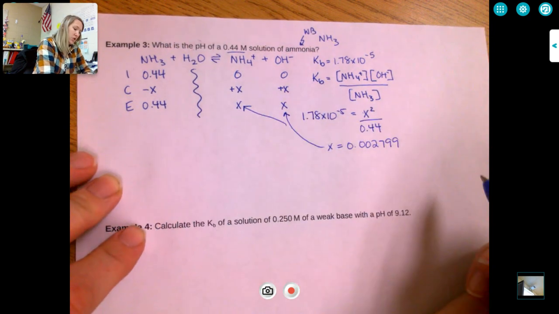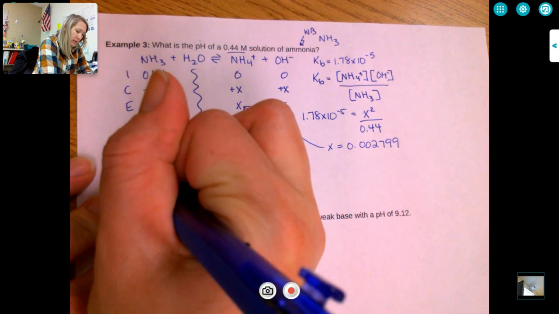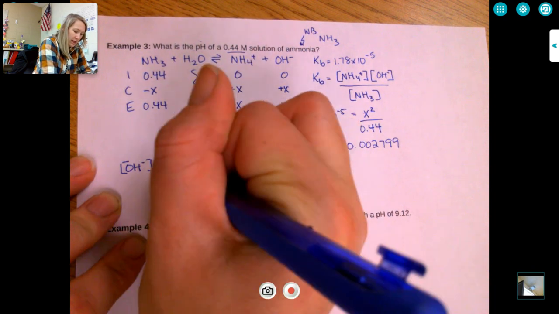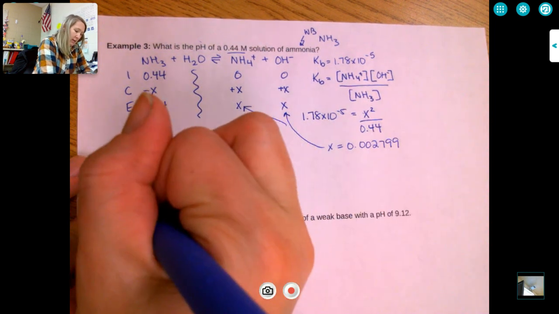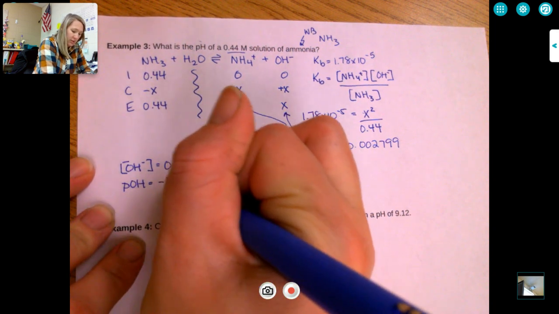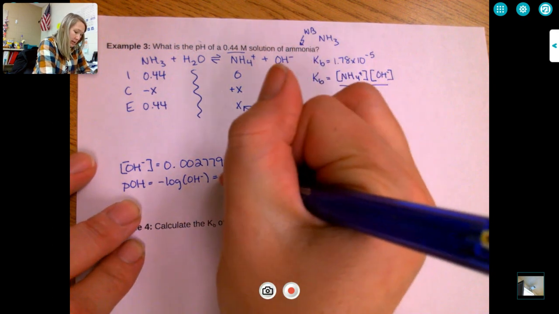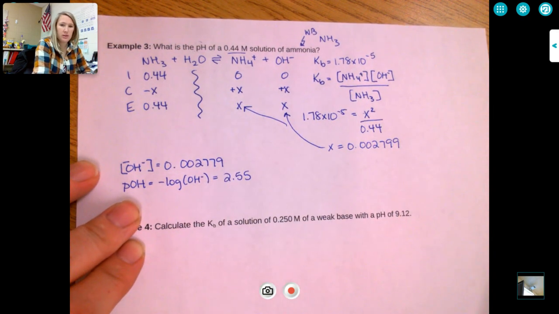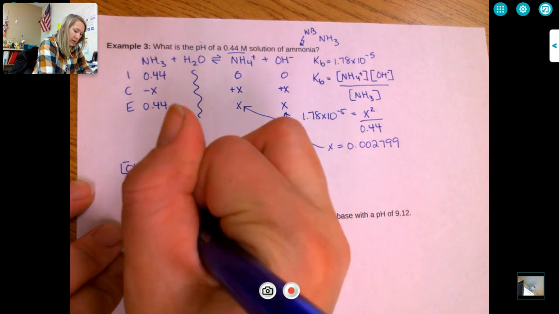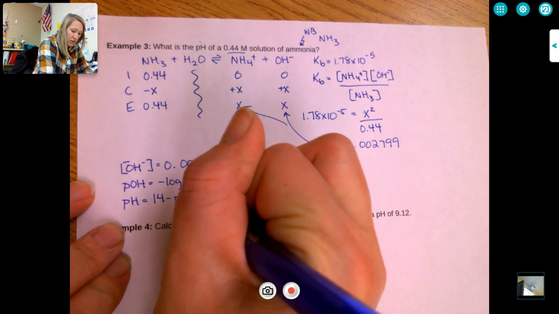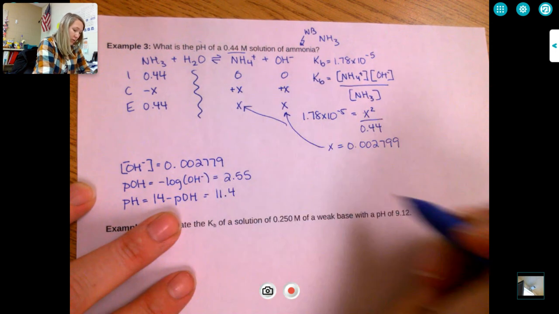I'm asked to find pH, and I'm given OH because it's a weak base. So if I know that my concentration of hydroxide ions is 0.002779, I can figure out my pOH because that's the negative log of my OH concentration. So when I plug that in, I get 2.55, right? I plug in negative log this number, I get 2.55. And then remember that pH is equal to 14 minus my pOH. So plugging that in for here, I get that equal to 11.4.